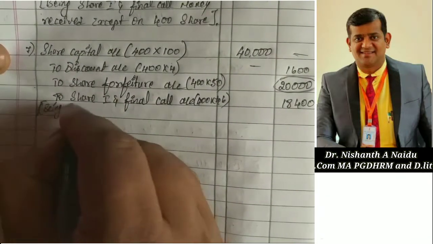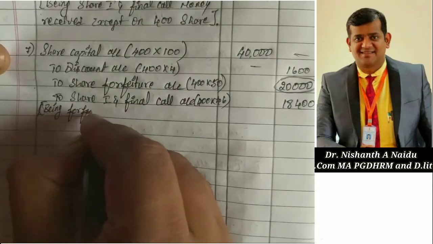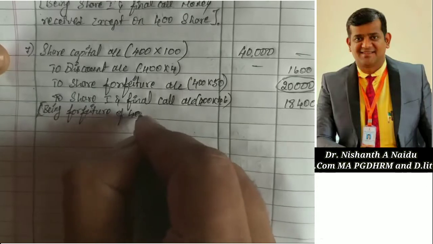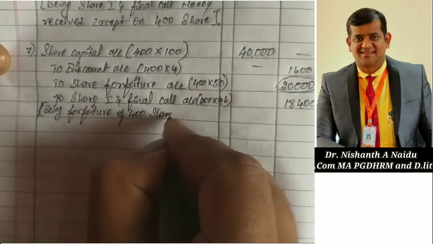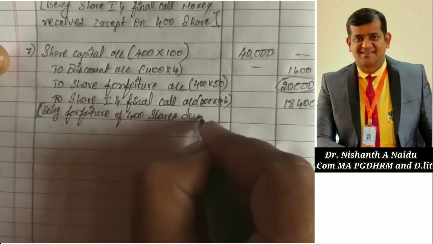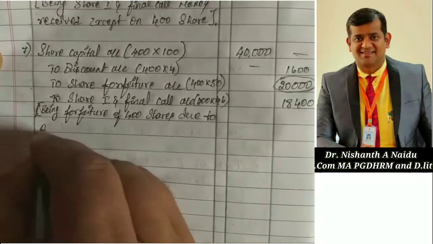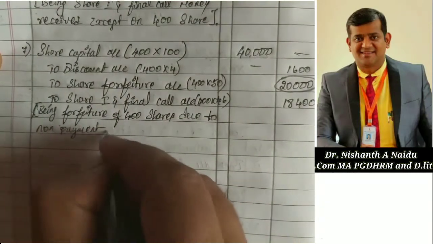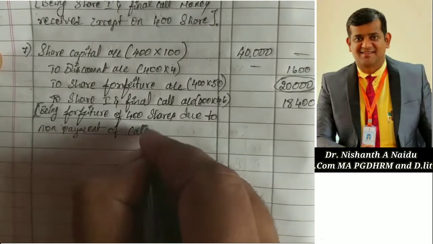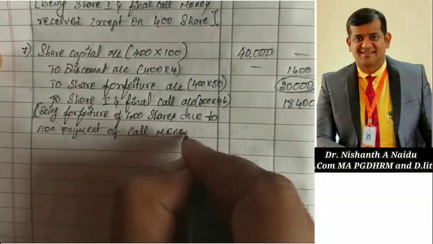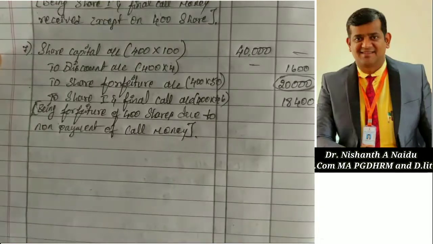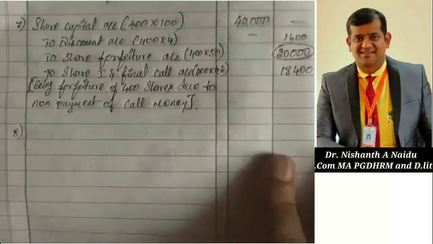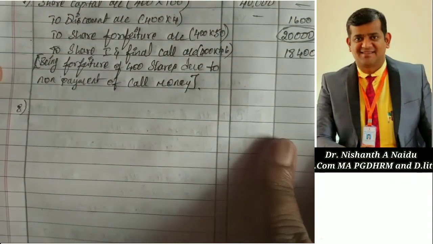Being forfeiture of 400 shares due to non-payment of call money. Okay, so now the forfeiture entry is over. Next is what? Reissue entry.